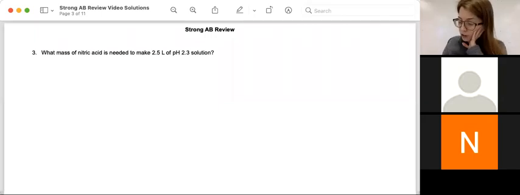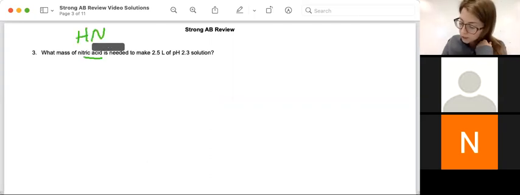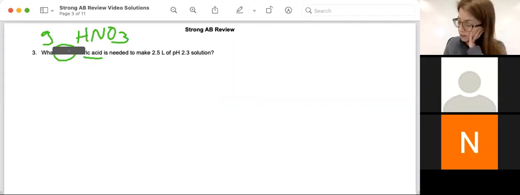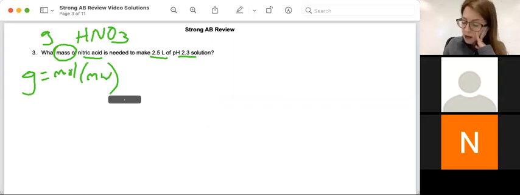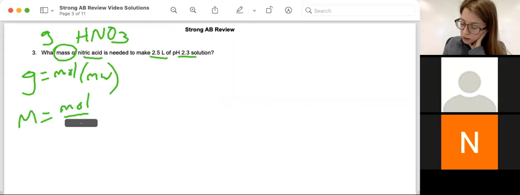All right, for this question, nitric acid is an acid, but it's HNO3. They want the mass of it. That's the same thing as asking for the grams. We have a volume and we have a pH. So if I want the grams, I know I'm going to need the moles so that I can use this formula. I'm going to be able to get the moles by using molarity equals moles over liter.